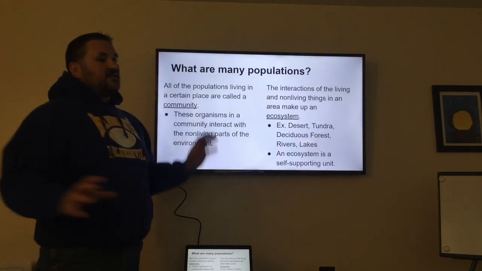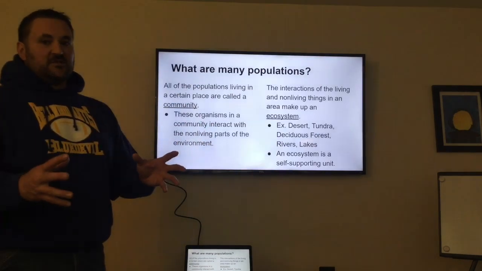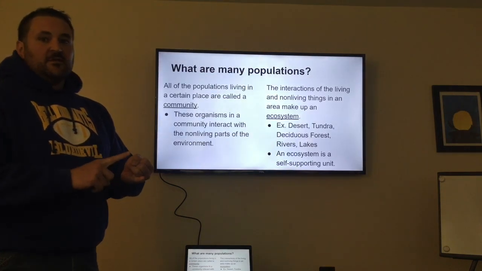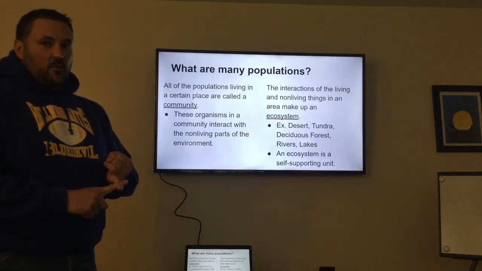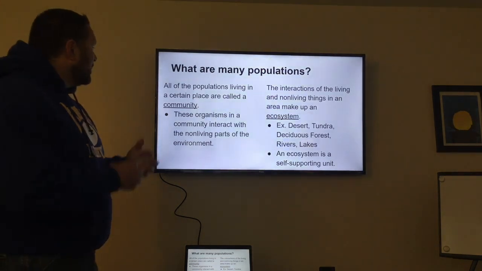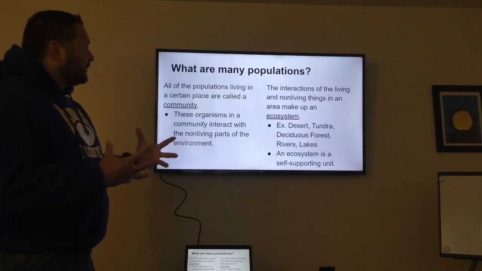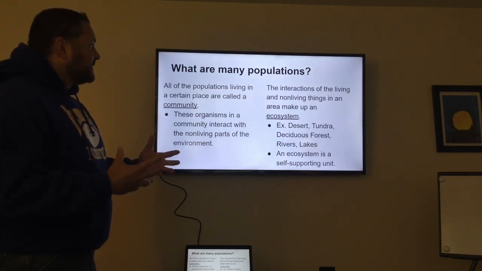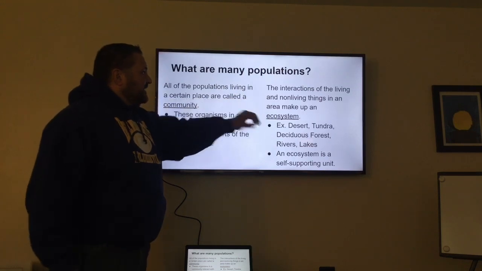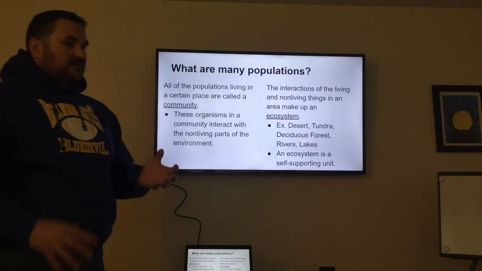The community is all of the different populations. If you're talking about a stream community, you also would have to include the different invertebrates that live in the water that the fish like to eat. You have to include the algae and any bacteria that's in the water. All of those things become an important part of the community. Different interactions between the living and non-living things in an area make up an ecosystem.